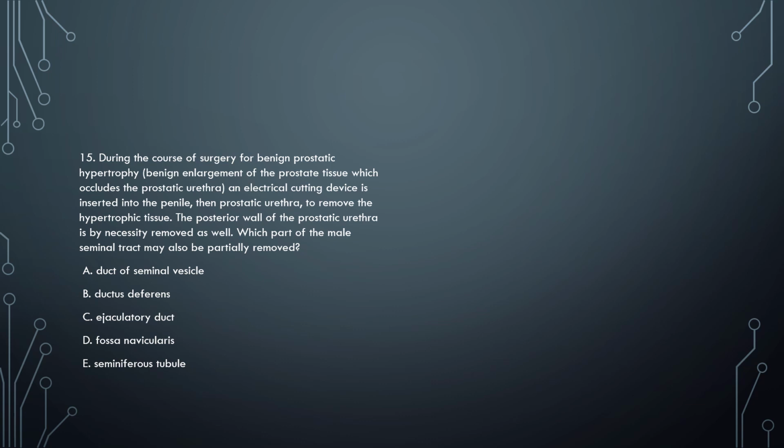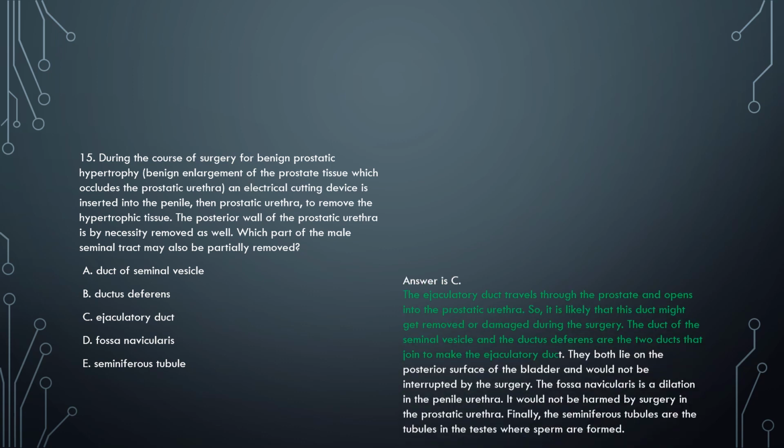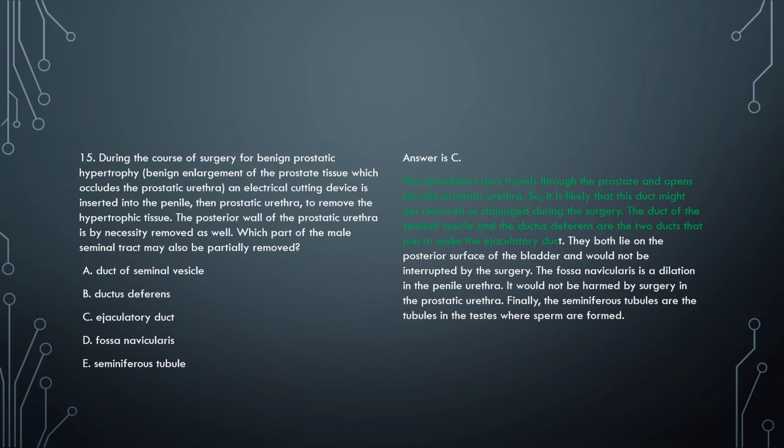Is it duct of seminal vesicle, ductus deferens, ejaculatory duct, fossa navicularis, or seminiferous tubules? What is the correct answer? The correct answer is C, because the ejaculatory duct travels through the prostate and opens into the prostatic urethra. So it is likely that this duct might get removed or damaged during surgery.